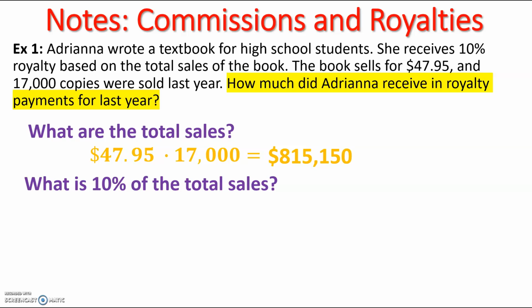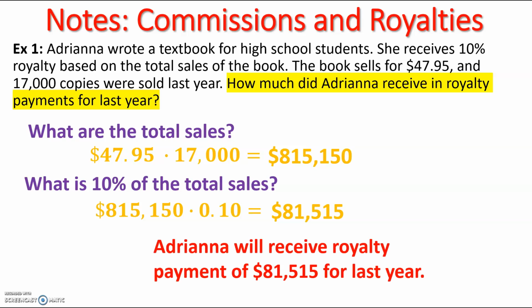The next question we must answer is, what is 10% of the total sales? Because we know that Adriana will receive 10%. So $815,150 times 10% as a decimal, so 0.10, is $81,515. So we know that Adriana will receive a royalty payment of $81,515 for last year.